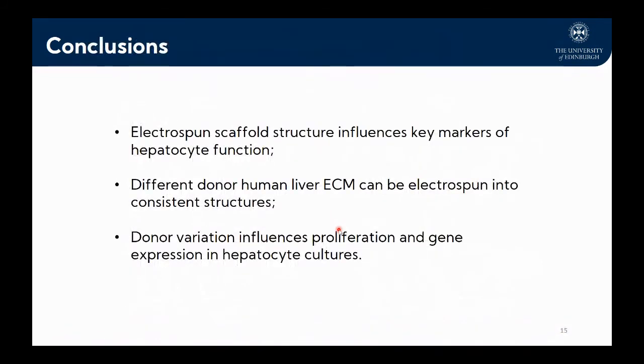So just to conclude on what I've been talking to you about today, we've shown that electrospun scaffold structure can influence some key markers of hepatocyte function. Different donor human liver ECM can be electrospun into consistent structures. And with donor variation, we're seeing evidence that it can influence proliferation and gene expression in hepatocyte cultures.